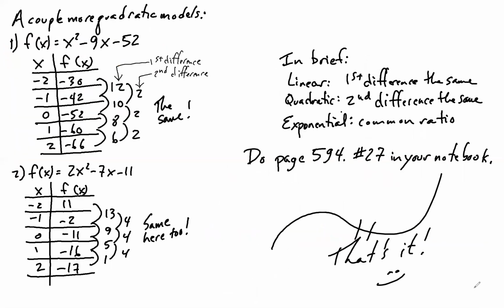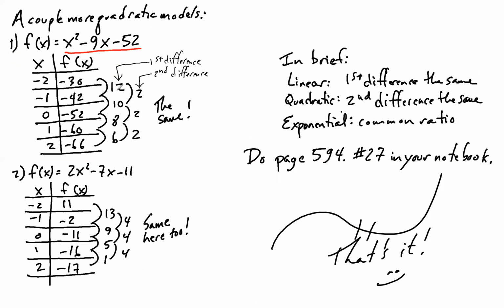So this idea of differences: the first difference being the same means it's linear. The second difference being the same means it's quadratic. Let's see a couple more quadratics. Here's my equation, x squared minus 9x minus 52. I filled in my table.